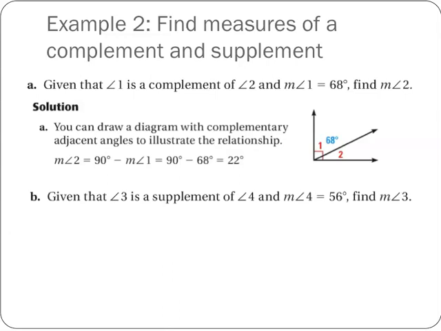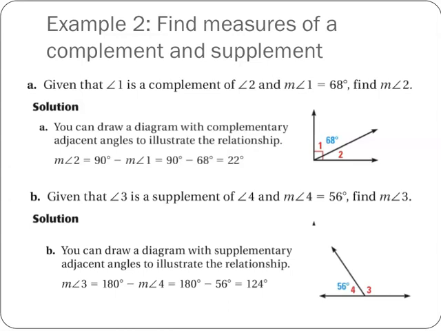Okay, part B. Given that angle 3 is a supplement of angle 4, and the measure of angle 4 is equal to 56 degrees, find the measure of angle 3. Now we can do something similar here, and we can draw ourselves a diagram.